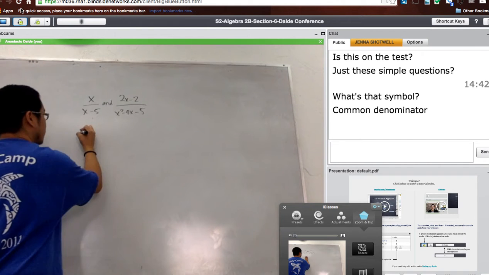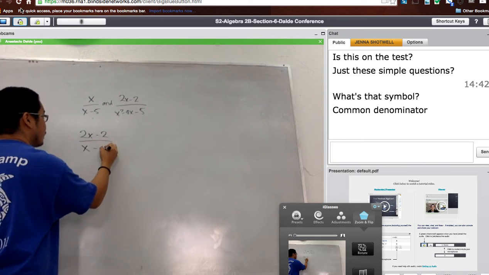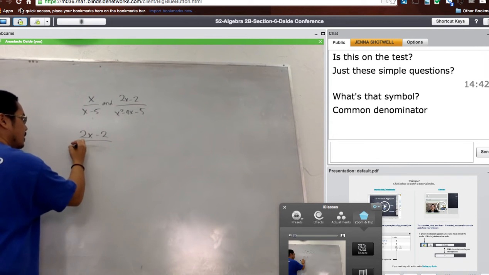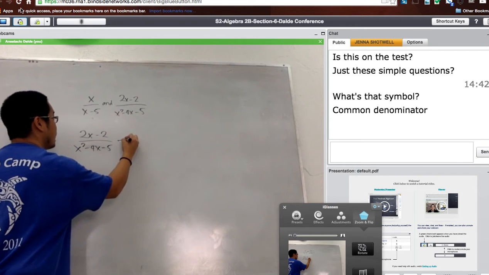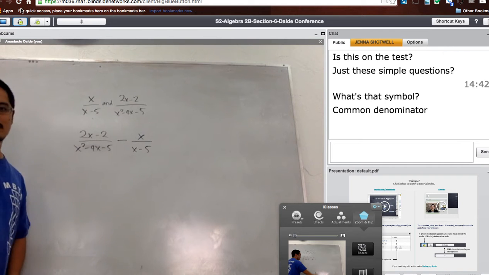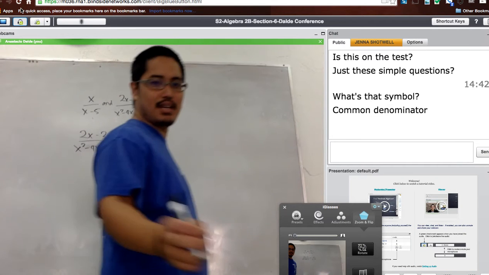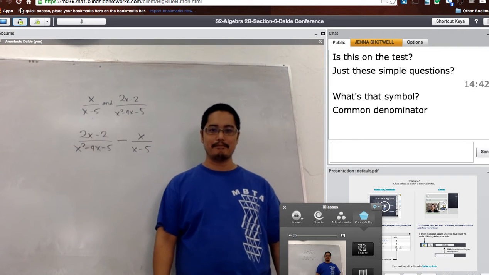Mm-hmm. So let's do it. 2x minus 2 over x squared minus 4x minus 5, minus x over x minus 5. These are exactly the problems that Jenna is saying, I really suck at these. Okay.